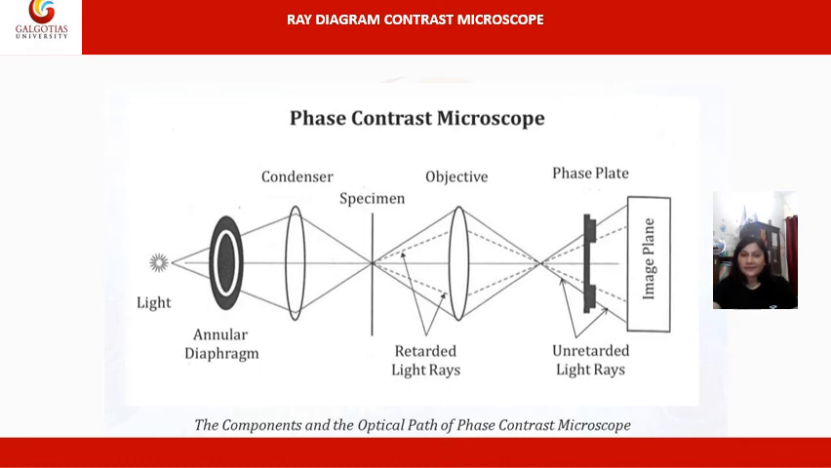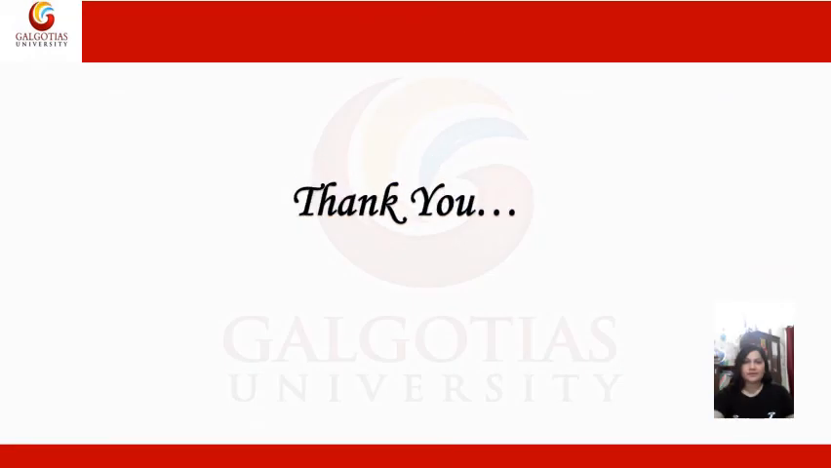It means this is actually increasing the phase difference between the retarded light rays and the non-retarded light rays through the material coated on the phase plate, and at last we are getting the image of the specimen in a more contrasted manner. This is the working of the phase contrast microscope. This was all about the phase contrast microscope. Thank you.